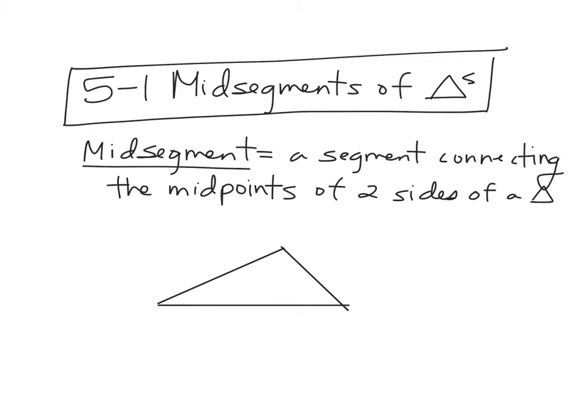Okay, so if I find a midpoint on two sides, so a midpoint right here, where those are the same length, and a midpoint over here, where these two are the same length, then your midsegment is the segment that connects those 2 points. So if I connect those 2 points here, we would call that a midsegment.